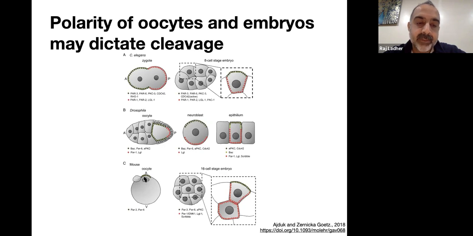As you know, the meiotic nucleus is on one side and not the other. The side that's closest to the pronucleus is called the animal side, and the other is the vegetal side.